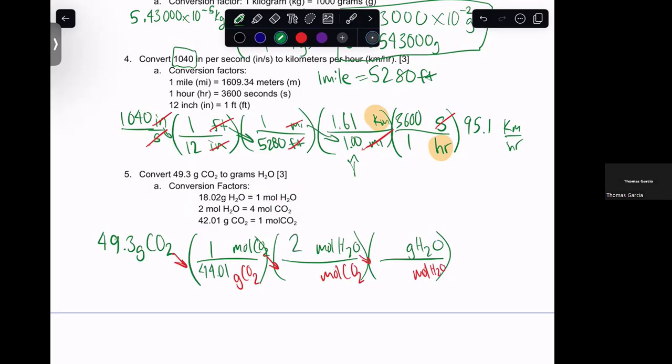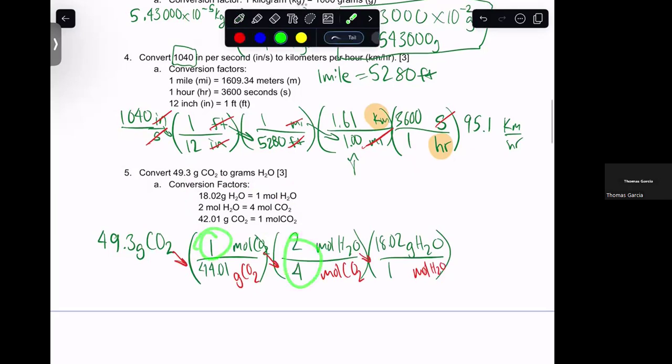We have 2 mole, 4 mole, and 1 mole is 18.02. All right, so when I do this conversion, something fun of note is that this is actually a weird example where this top number, the mole values, all the mole values are exact numbers. We don't worry about them for sig figs.